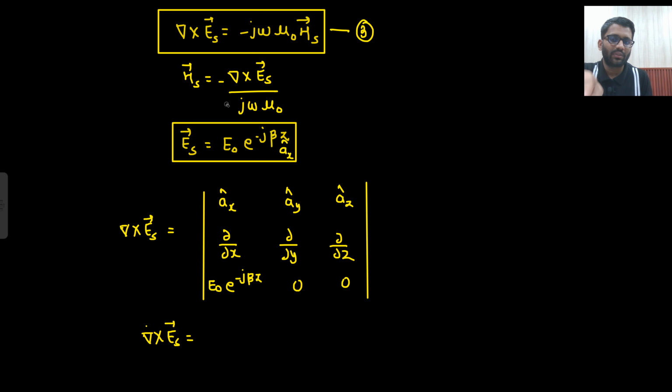Hs will be del cross Es divided by j omega mu naught. Simply this comes here, and the minus sign also comes here. So now I need to calculate del cross Es. What will be del cross Es?